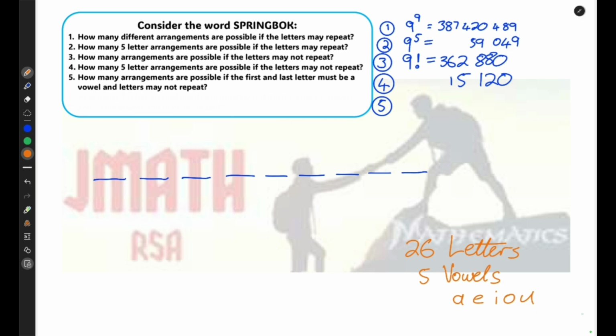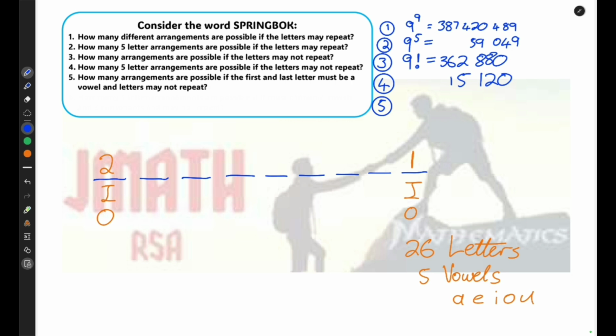Now, if I look at the word springbok, it can only be an I or an O, and an I or an O. But now they're telling me it may not repeat. So for the first space, I have 2 options. But then I've chosen one of them. So for the last space, that one is not repeatable. So therefore, it's a 2 and a 1.